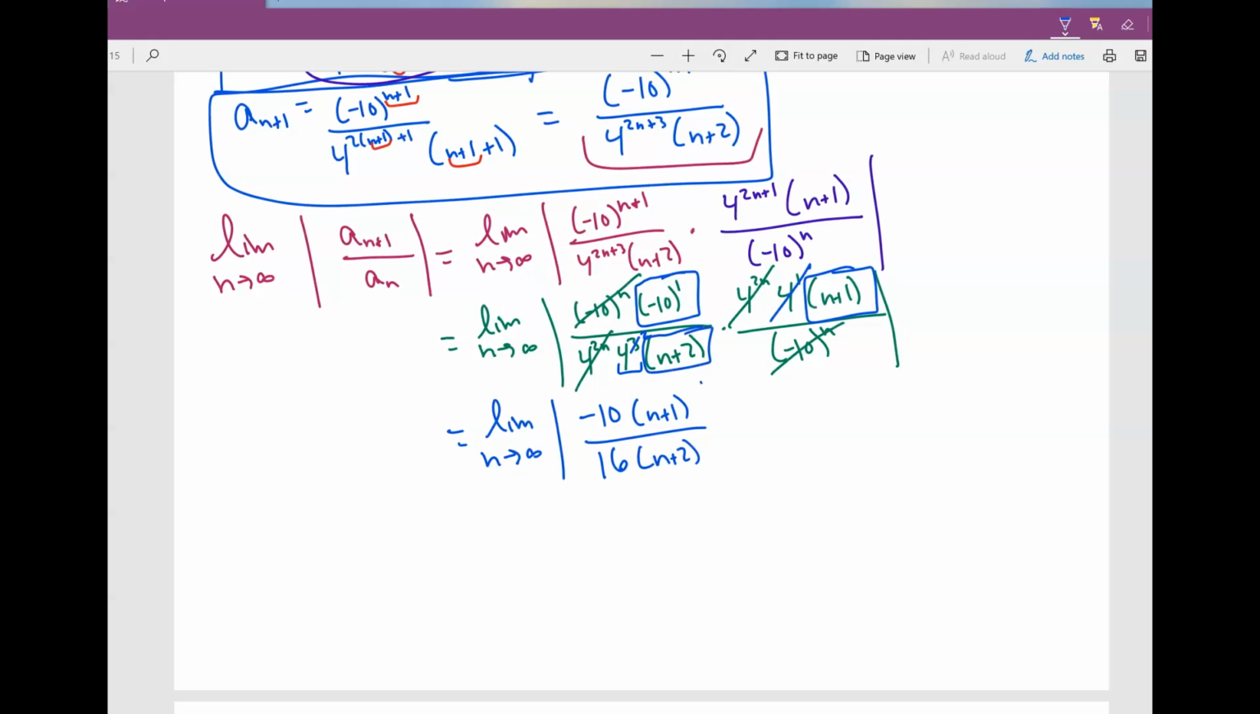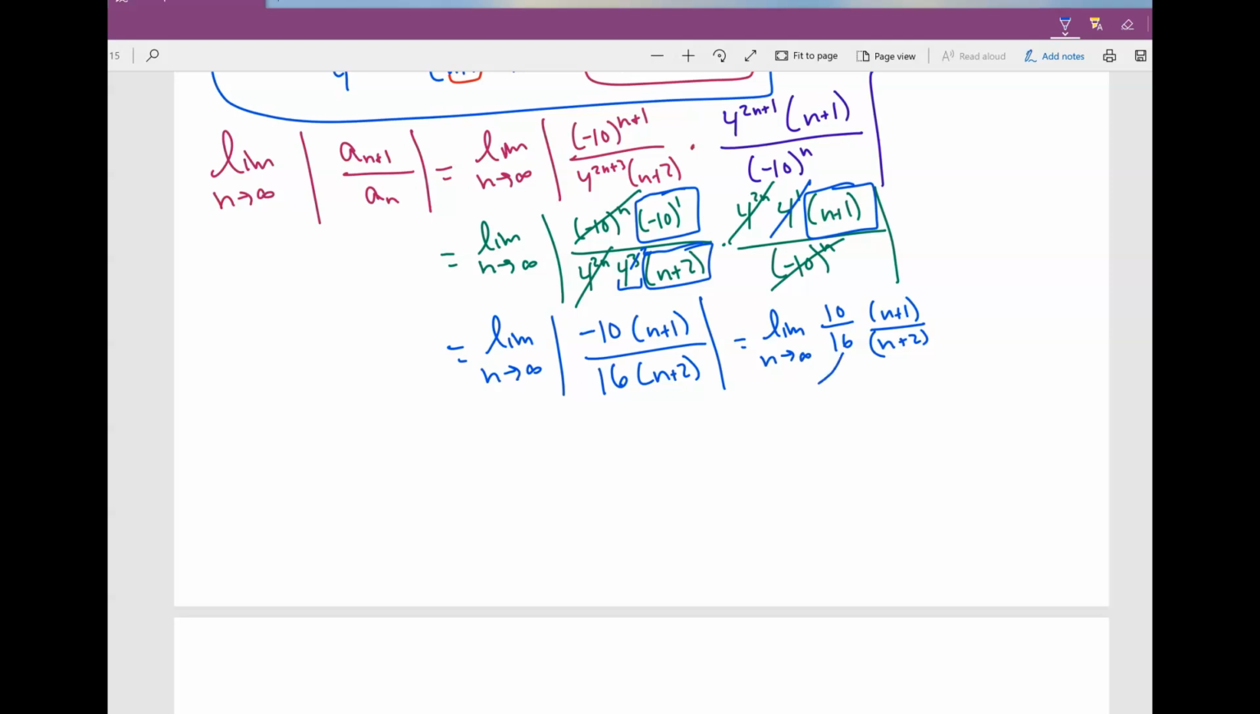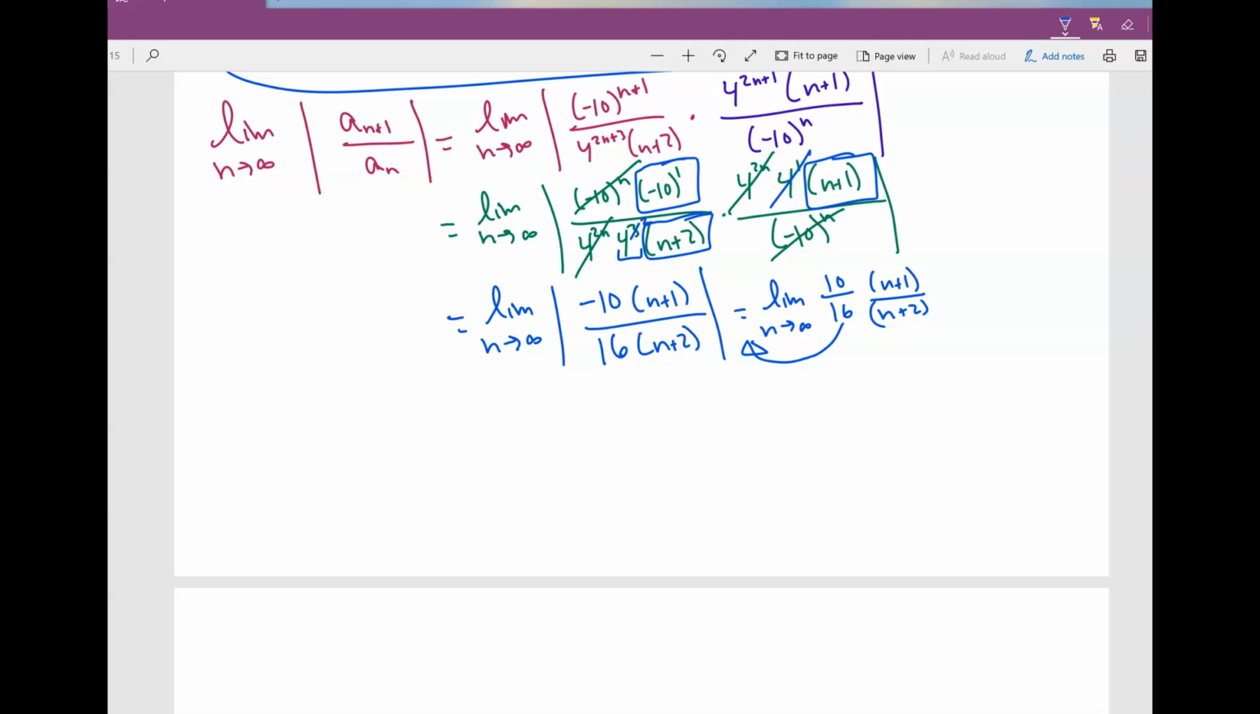N plus 2. Now, when I take the absolute value, I'm going to take the limit as n goes to infinity. The absolute value of negative 10 over 16 is just going to be 10 over 16. And then the other part is also going to stay the same, n plus 1 over n plus 2. By the properties of limits, I can pull out this 10 over 16, and I can also divide both of them by 2 if you really want to. So 10 over 16, limit as n goes to infinity of n plus 1 over n plus 2.